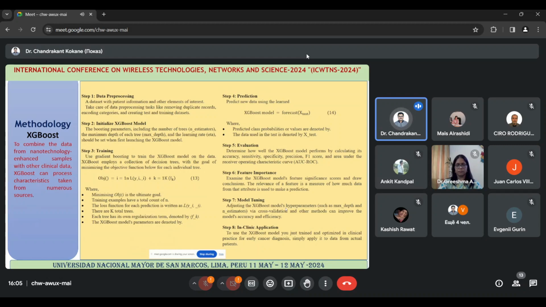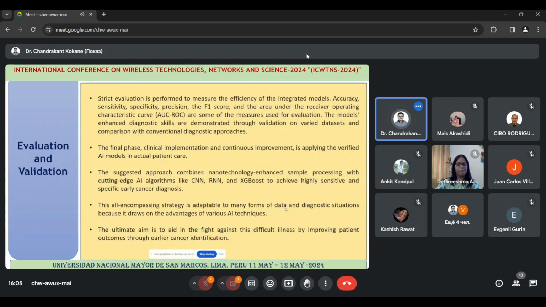We have data pre-processing tasks like removing duplicate records. Next we have initialization of the XGBoost model. The boosting parameters are initialized here. Then we talk about the training: use gradient boosting to train. As I said, it constructs the decision tree for classification purpose. Then the prediction evaluation is done by determining how well the XGBoost model is performing in AUC ROC. AUC ROC is the score of the area under the ROC curve, and it is used to identify how good your results are. It is a unit same as the F1 score.